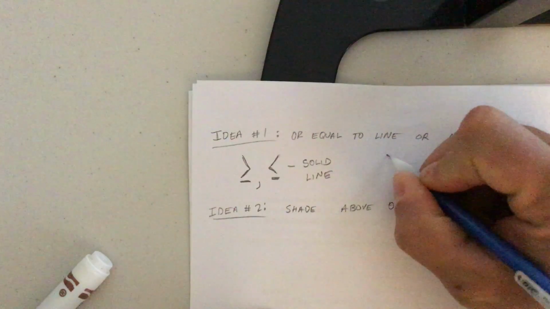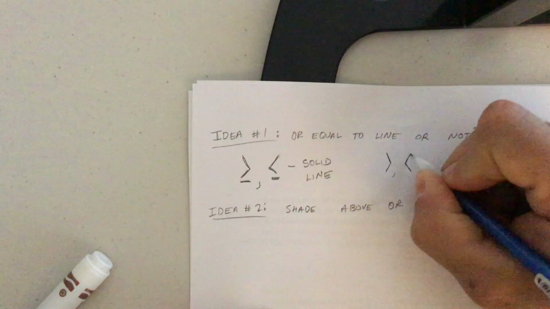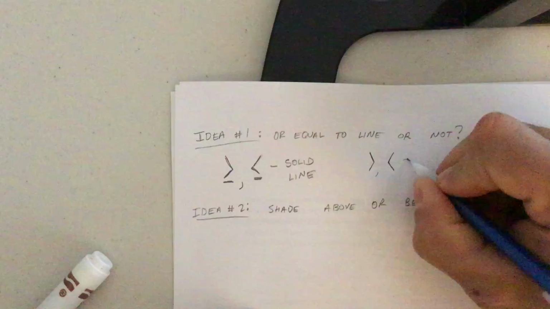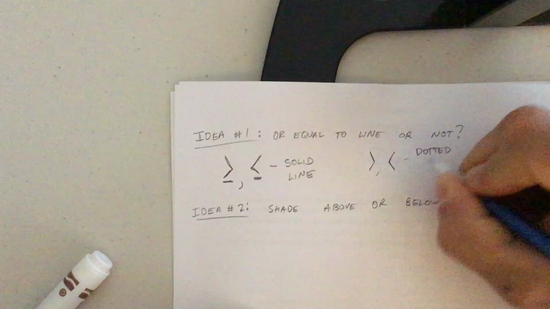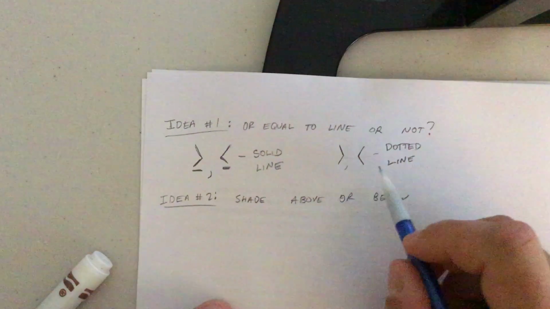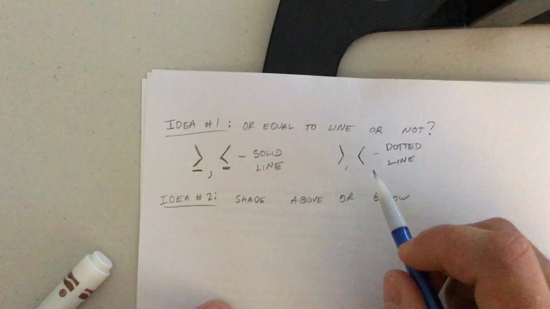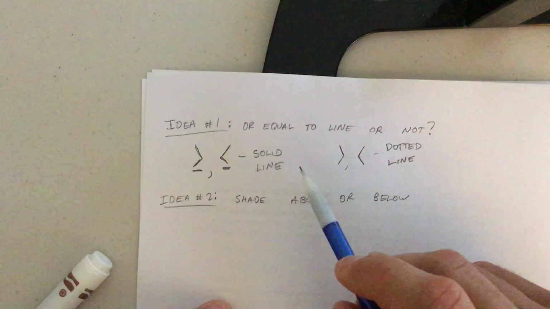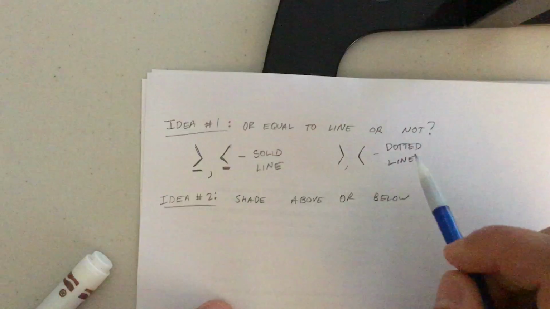On the flip side, if we have greater than or less than, in other words, there is no "or equal to" line, this is a dotted line. Why? Because with this symbol, the line is exclusive. That means it's not included in our answer. So that's the first thing I think about: what kind of line am I going to make, solid or dotted?